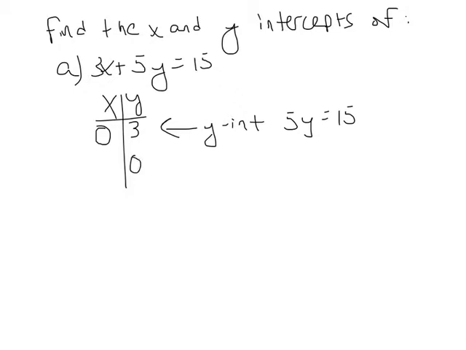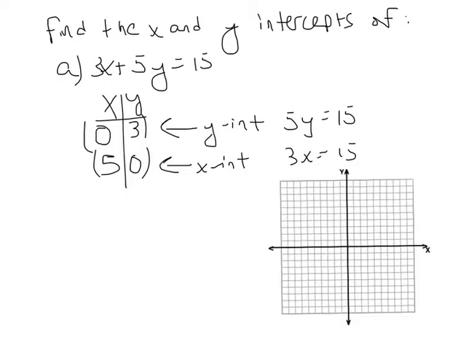And then to find the x-intercept, we will plug in 0 for y. And when we do that, we end up with the equation 3x equals 15, so x must equal 5. And what we end up with are 2 ordered pairs. And the ordered pairs are 0, 3, which we will plot as our y-intercept. Notice how it's on the y-axis. And we'll plot the point 5, 0, which is our x-intercept. Notice how it is on the x-axis.